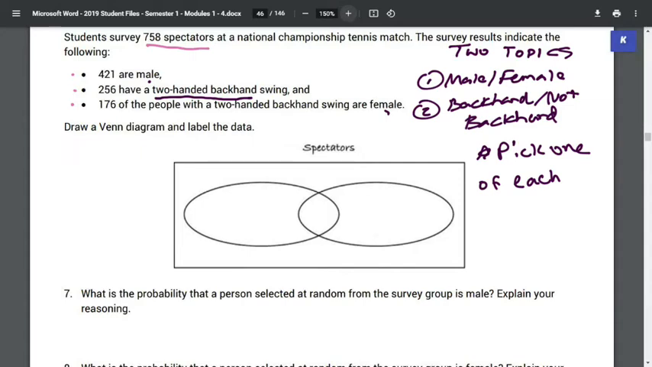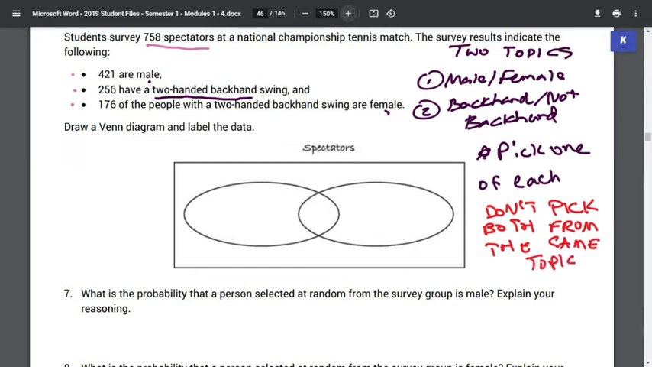What we're not going to do, I'm going to write this in red, what we're not going to do is pick both from the same category or for the same topic.